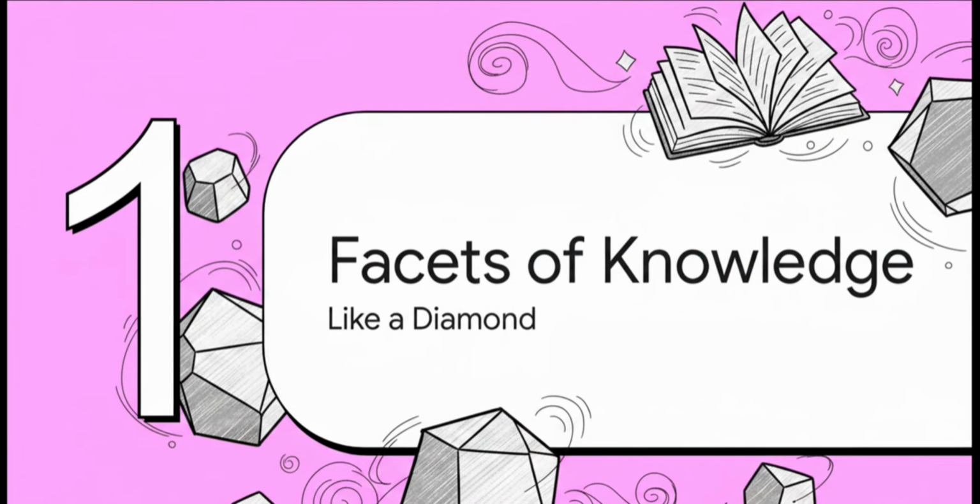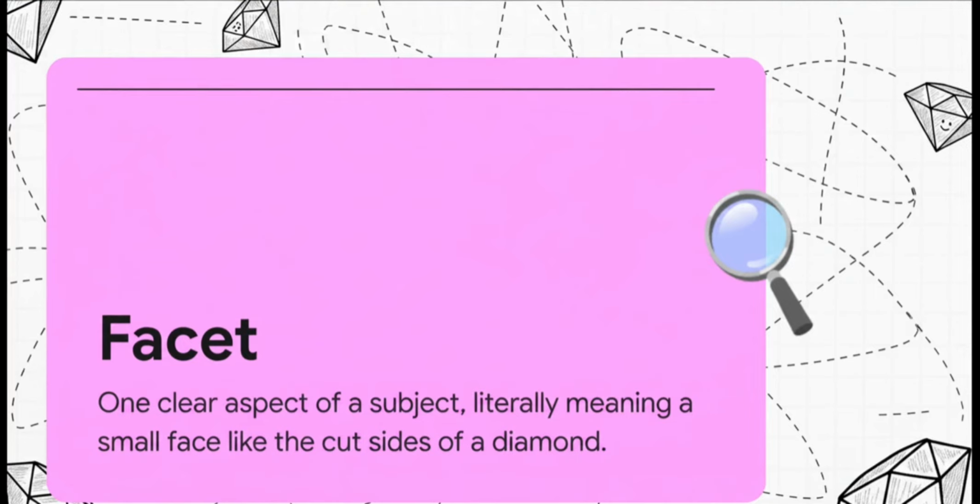Section 1. Facets, the diamond of knowledge. So to understand the micro level of epistemology, which, by the way, is just a fancy word for the study of knowledge, we have to realize that knowledge isn't just some flat page of text. It's multi-sided. It's 3D. To understand a subject, we use something called a facet. Literally translated, a facet means a small face. Think of the beautifully cut, angled sides of a diamond. In the realm of knowledge, a facet is just one clear aspect, or part of a subject.